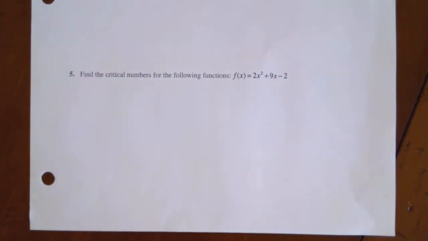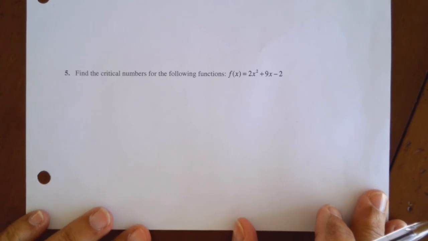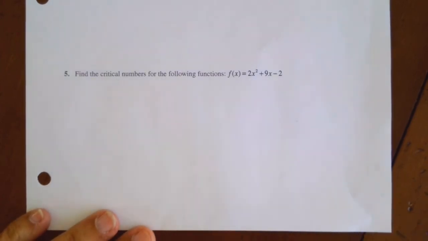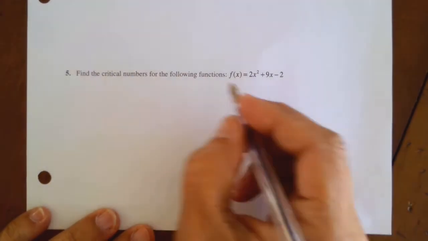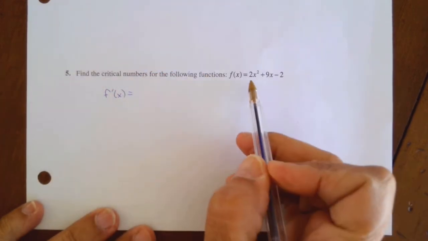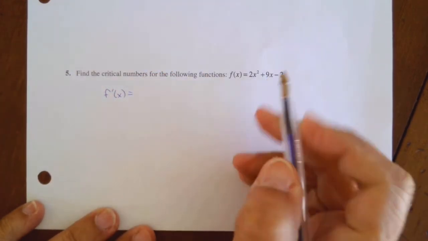All right, so this just asks for the critical numbers. That's it. Okay, what are the critical numbers? When you're asked just to find a critical number, that's just x. Okay. When you're asked to find the max and mins, then that's when you get y involved. So all we're going to do for number 5 is find the derivative of the function. So the derivative of this polynomial would be 4x plus 9.